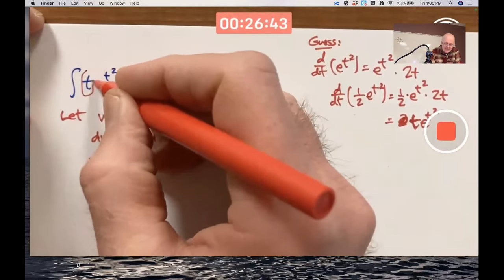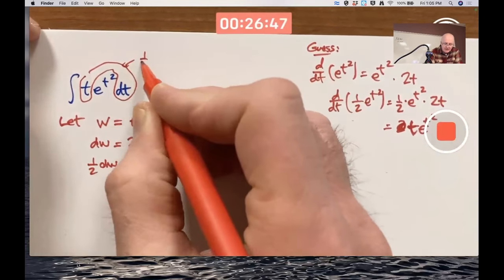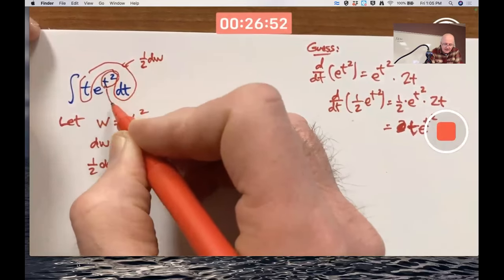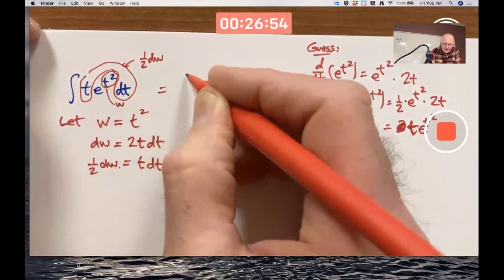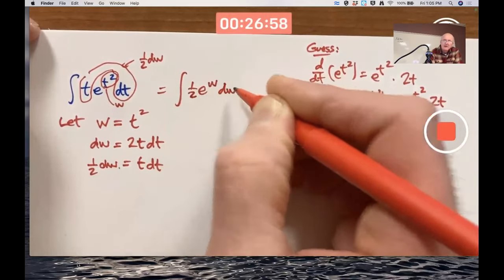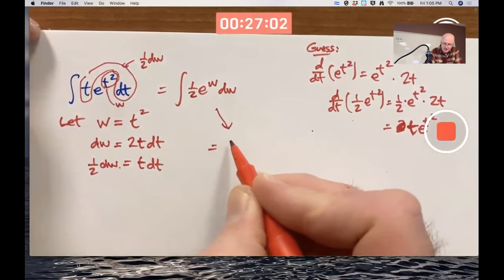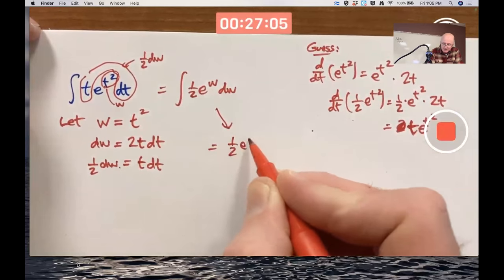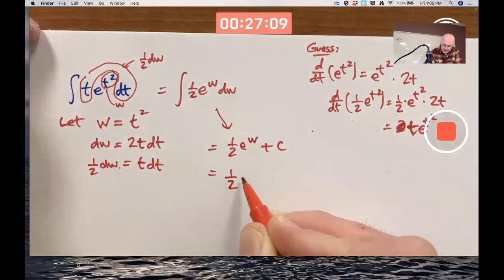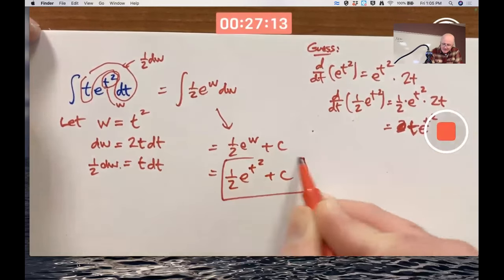So the t dt here gets replaced by 1/2 dw, and the t squared right there gets replaced by w, meaning we end up with the integral of 1/2 e to the w dw, which is an easy integral to do, to get 1/2 e to the w plus c. But then don't forget to replace w with t squared. And there we get the exact same answer we would have gotten by guessing.